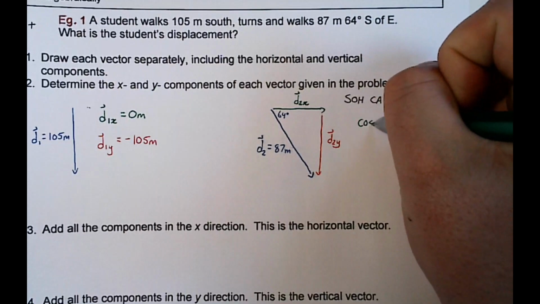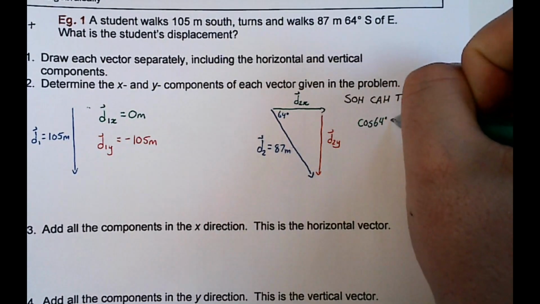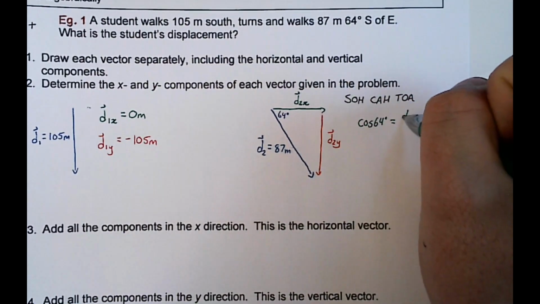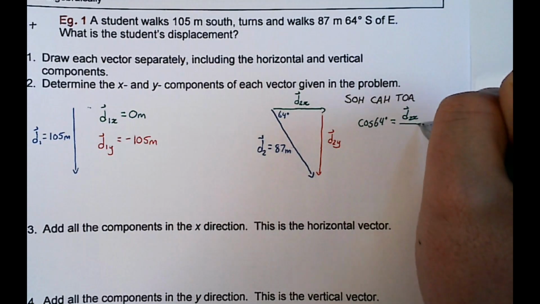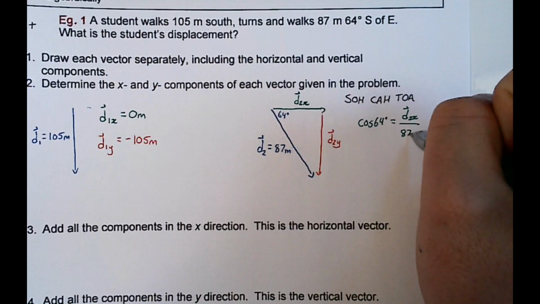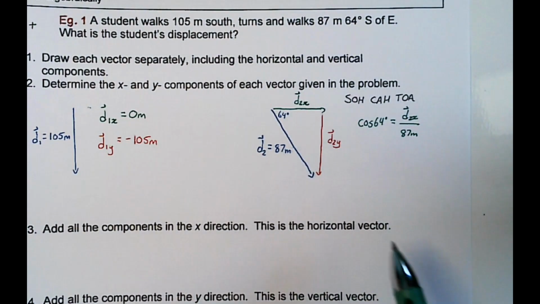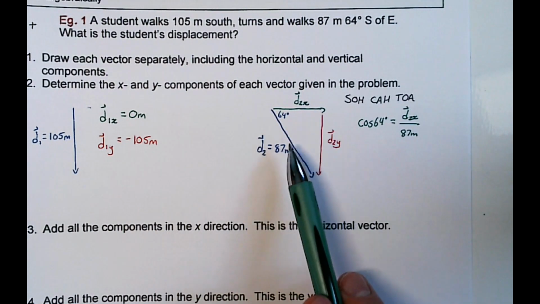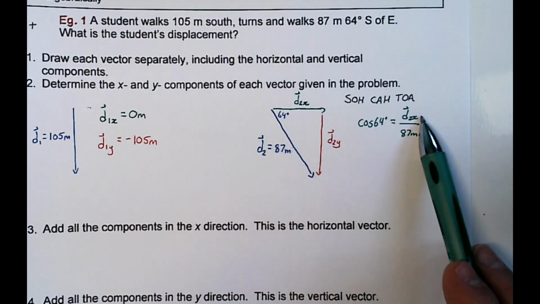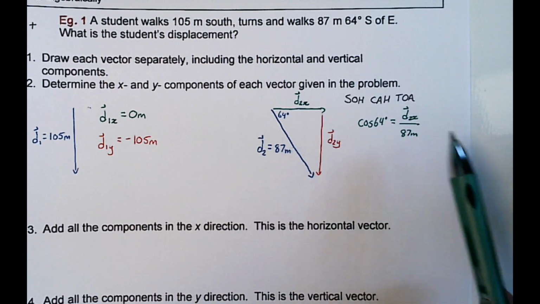So the cosine of 64 degrees is equal to its displacement in the x direction divided by 87 meters. It's equal to the adjacent over the hypotenuse.